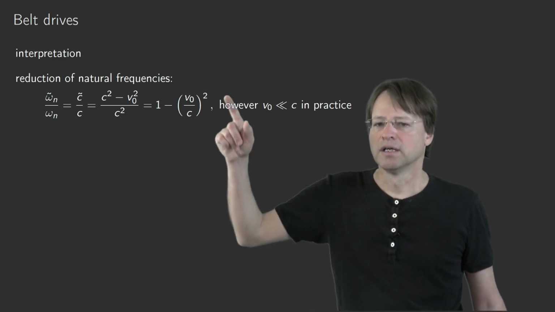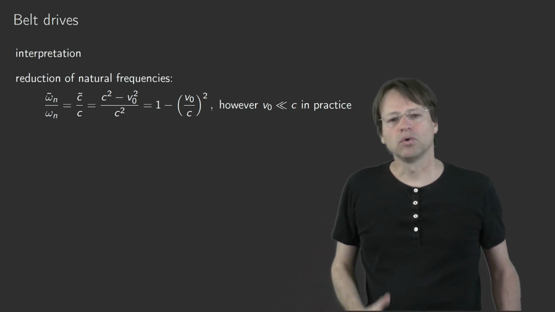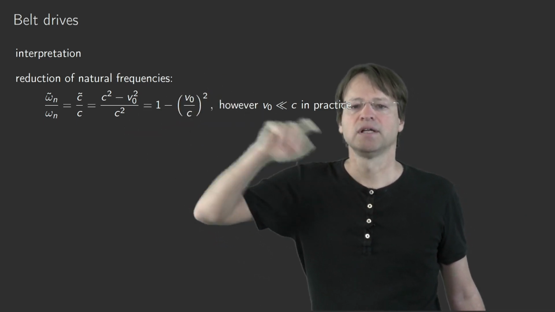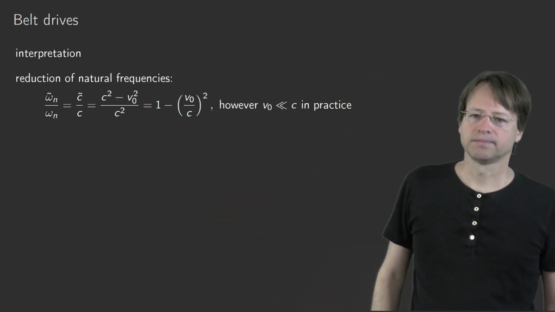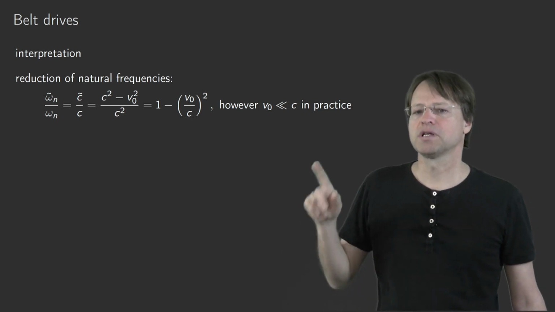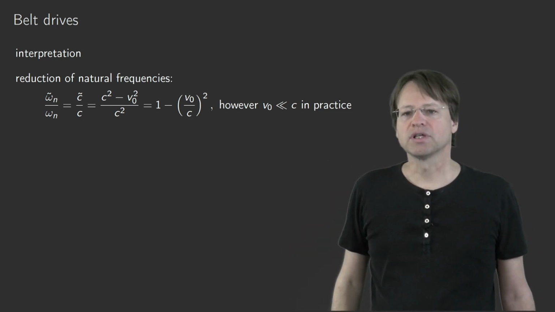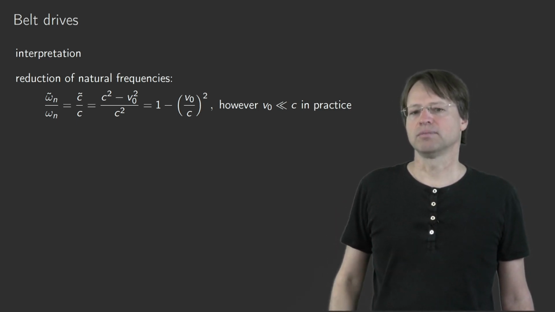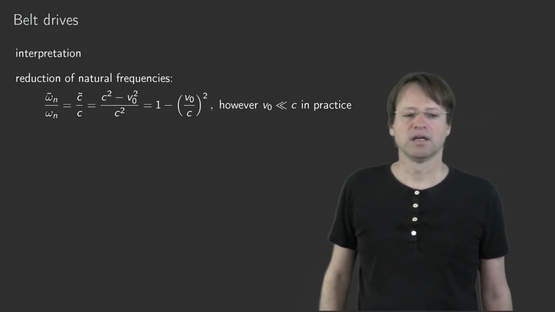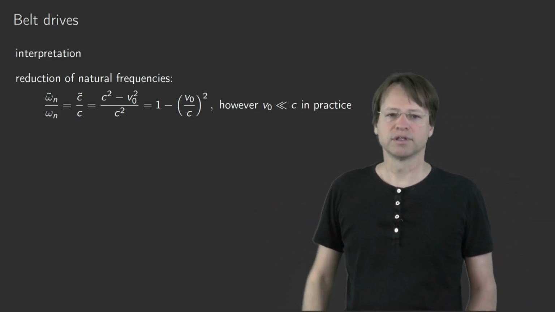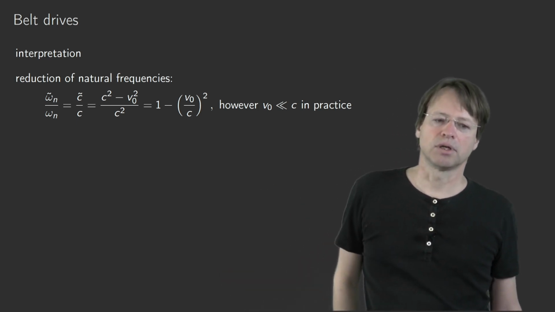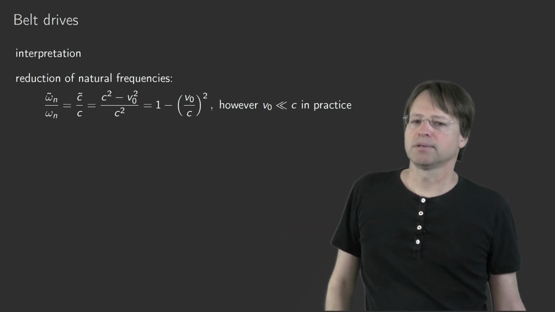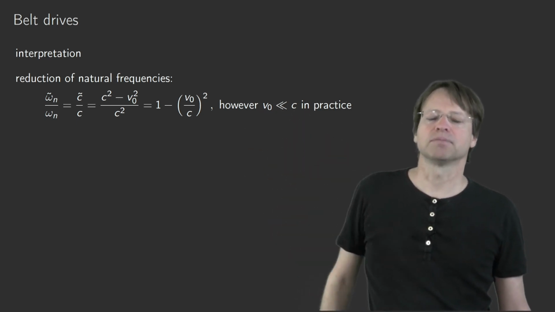So you can see that the belt velocity not only reduces the wave propagation velocity, it reduces at the same time also the natural frequencies. However, usually this effect is small. So usually the natural frequencies are reduced, but they are reduced by a small factor because v naught is much less than c in practice. Once again, this is in order to avoid that the belt slips around the wheel. So this would be the interpretation with the natural frequencies in the sense of Bernoulli's separation theorem.